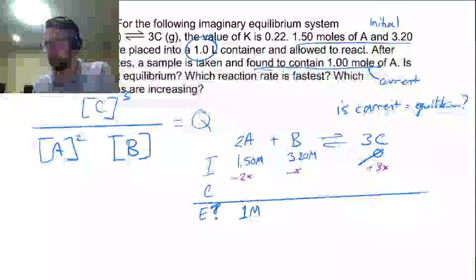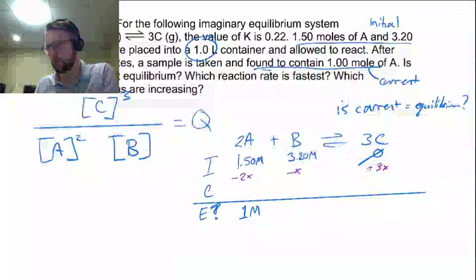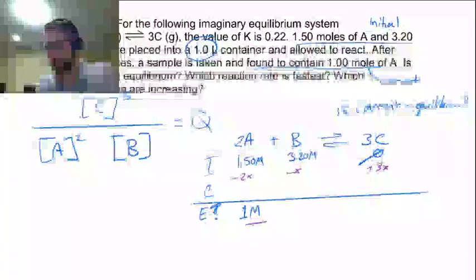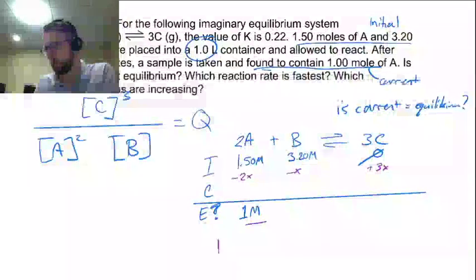So the change that we've seen here would have to be minus 2x. We have to watch out because there is a 2 in front. So this one is minus 2x, minus x, and we get plus 3x. So the total change between the initial and the current conditions is a change of 0.5. So 1.5 minus 2x has given us 1 molar. This means that x must be 0.25.